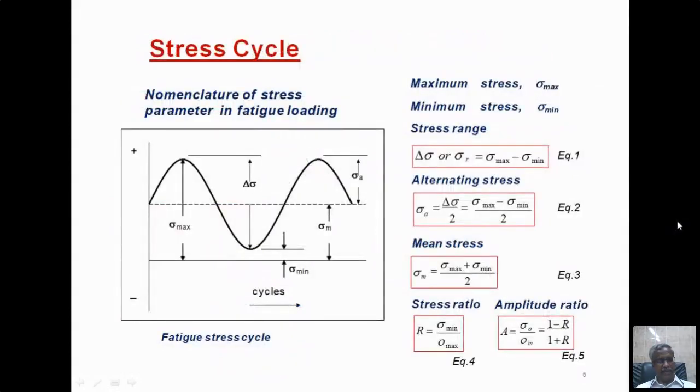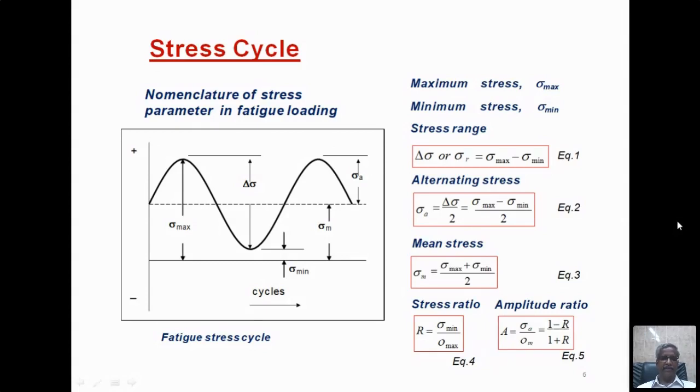So this is called the stress cycle. I told you about the stress cycle in the previous slide. Why I introduced this slide is, we should understand what the notations used throughout this lecture are. There are different notations in use. The slide you are seeing is a typical stress cycle.